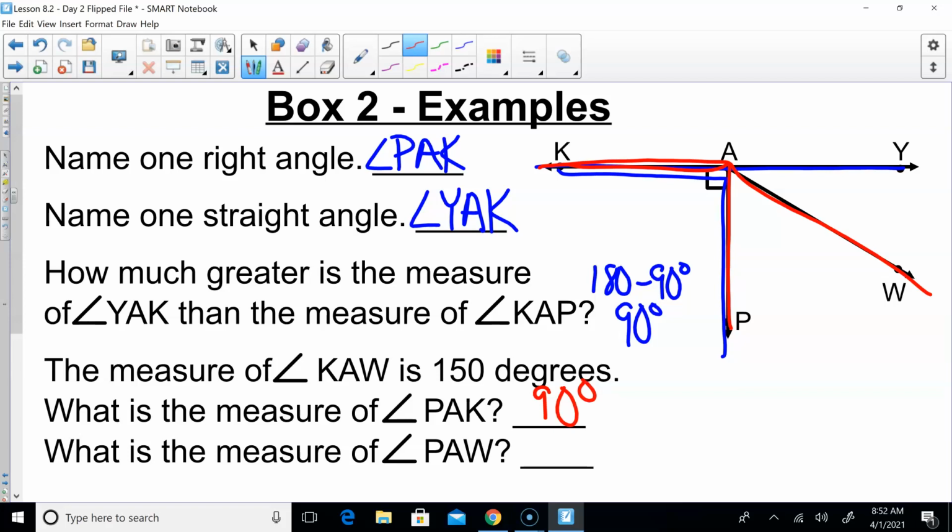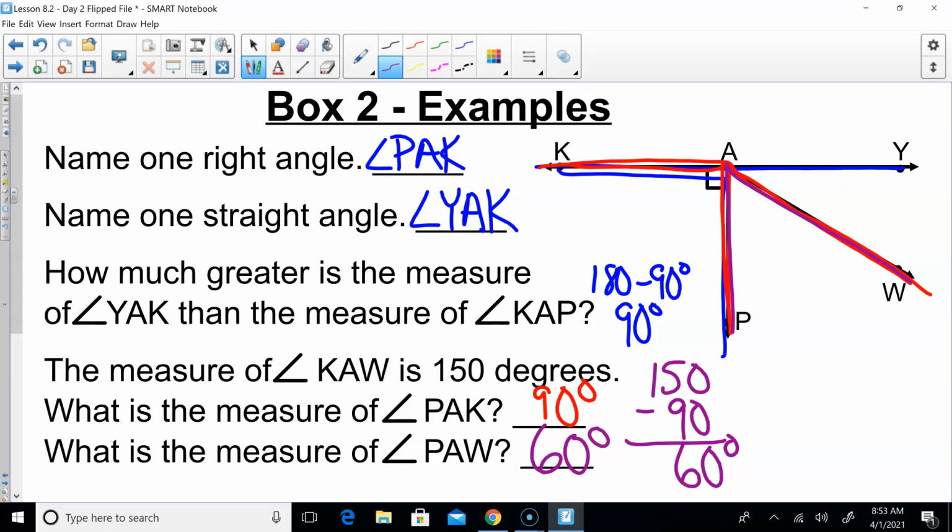How about PAW then? Well, PAW is that missing part that we don't have. I'll use a different color of this angle right here. So you have the red one, that one. Well, we know that if 150 is the big angle, and we know that part of that angle is made up of the 90 of PAK, that leaves us with 60 degrees. So 60 degrees would be the angle of PAW.